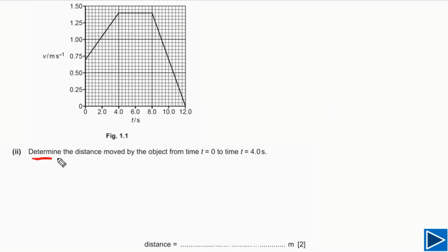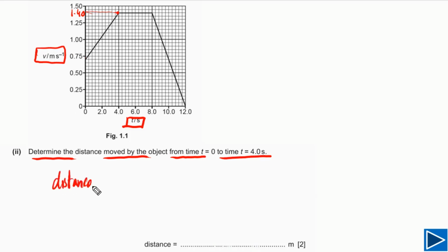For the second part, we need to determine the distance moved by the object from t equal to 0 to t equal to 4 seconds. And a velocity versus time graph is given to us. It simply means that we need to find the area under this line. We have already found the y coordinate, that was 1.40. Now we need to find the distance. We simply need to find this area, and this is a trapezium.